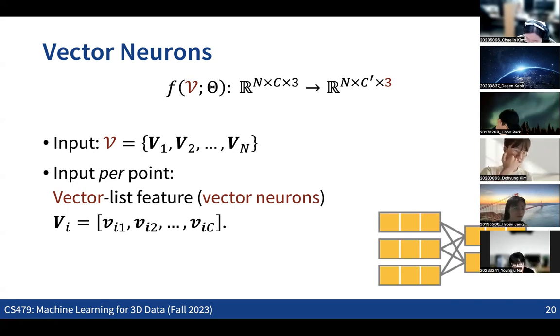Now we want to consider the case where all the features are represented as three-dimensional vectors. So as the feature, we have a list of vectors. Now we have C vectors as the input, and we want to make a layer of the neural net which returns C prime three-dimensional vectors. That's the modification we are making in this case. Is it clear?